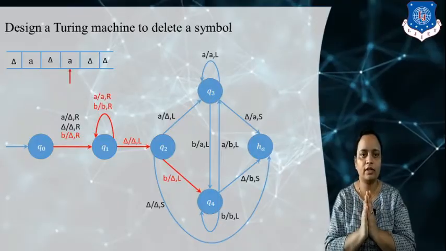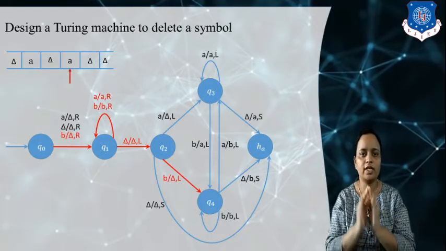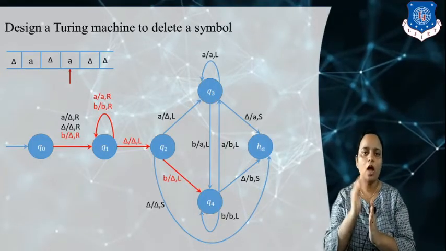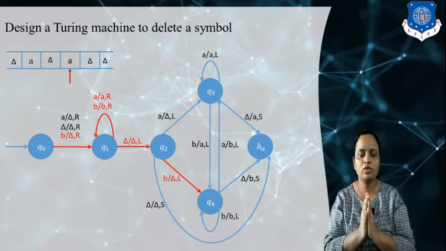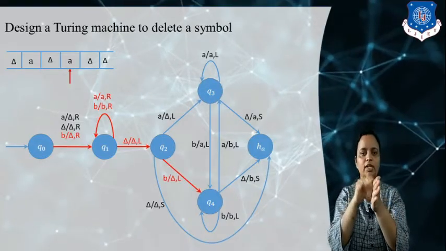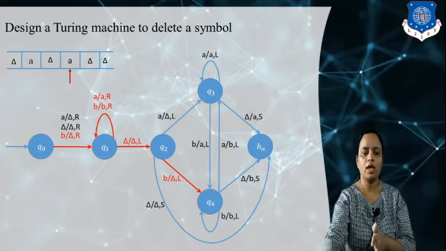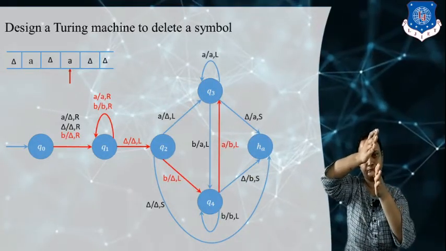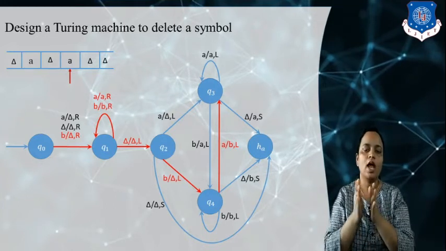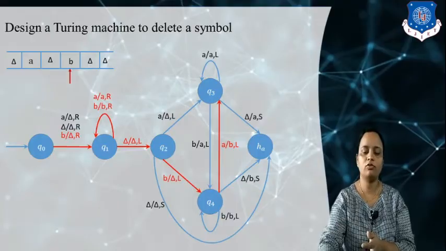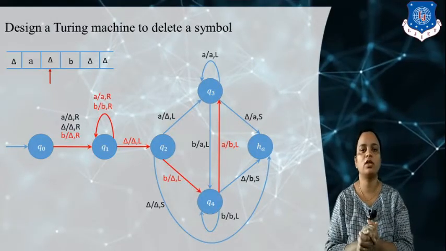At Q4 state, there are two possibilities, either A will come or B will come. Now in my input string A will come, so what we are going to do, if A comes, A is replaced by a small b. At Q4 state, A is replaced by a small b, so B is shifted over here. A is replaced by B and move to the left side. So my head is moving to the left side.